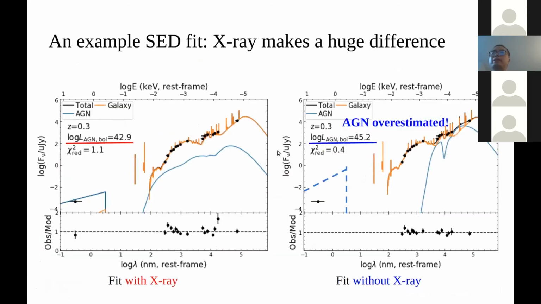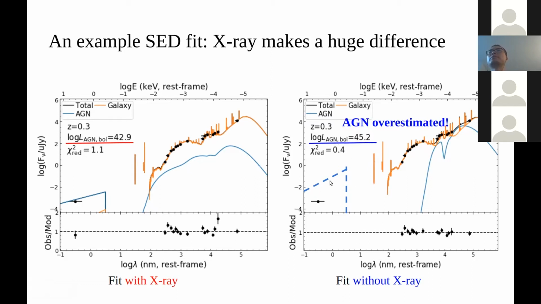Here is an example to show why the X-ray module is useful. Here is the same source. On the left-hand side plot, we use the X-ray data to fit, but on the right-hand side, we do not use the X-ray data when doing the SED fitting. You can see on the right-hand side, there is a very significant AGN component in the infrared, and the best-fit AGN bolometric luminosity is 45, very high.